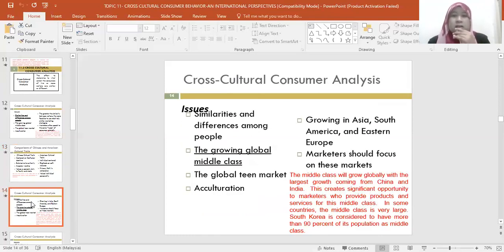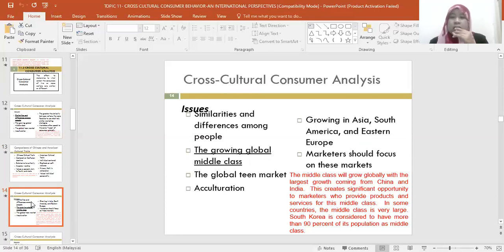Okay, the second, how they analyze the growing global middle classes. So this is about the growth in Asia, like South America. We have Asia, Eastern Europe. The marketers should focus on this market. If you ask me why, why should we be focusing on this middle class growing lower? Because they are growing, mereka berkembang.